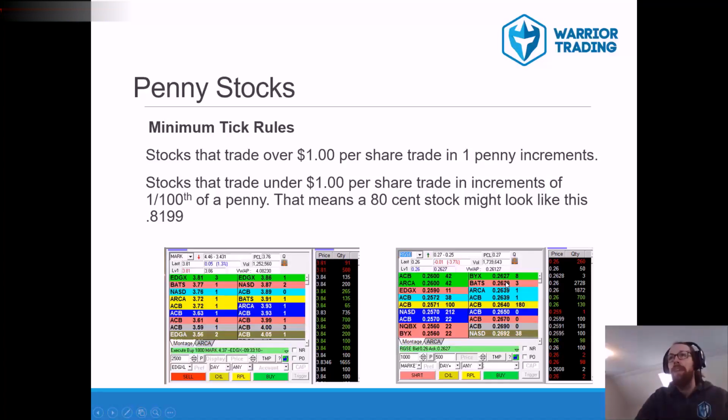You've got all of these spots it has to get through, 29, 39, 40, 50. So you've got 100 spots that it has to get through before it's going to move to the next penny. And that's why stocks move so much faster when they're above $1 per share.